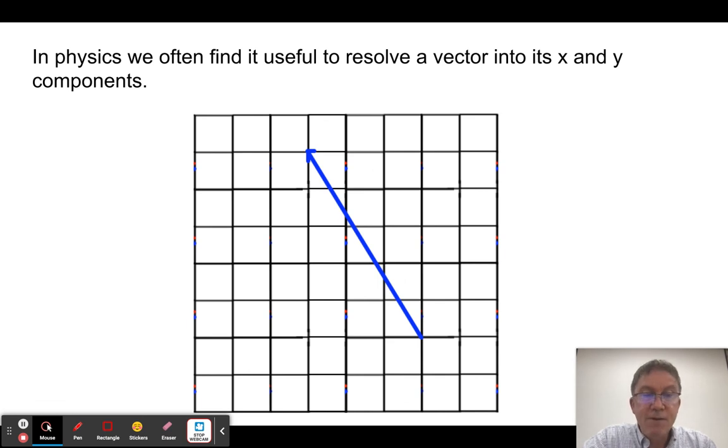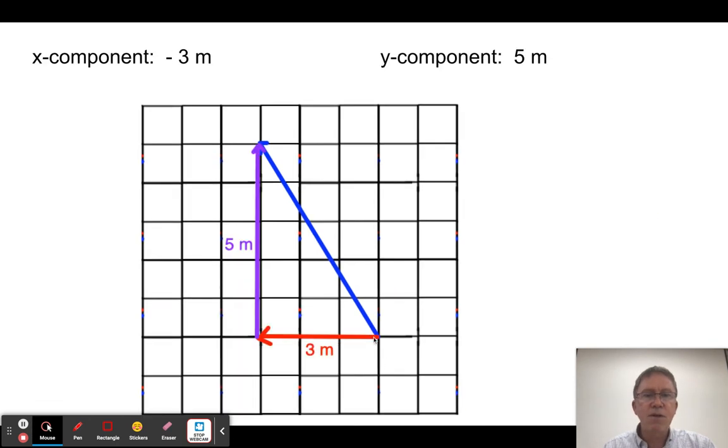Now, we often in physics find it quite useful to take a vector that's going at an angle like this and resolve it into x and y components. In other words, think of this as the hypotenuse: what are the two sides of the right triangle that lead to that hypotenuse? So in this case, I'd go this way and I'd go this way. That would resolve into a 3 meter west vector and a 5 meter north vector.